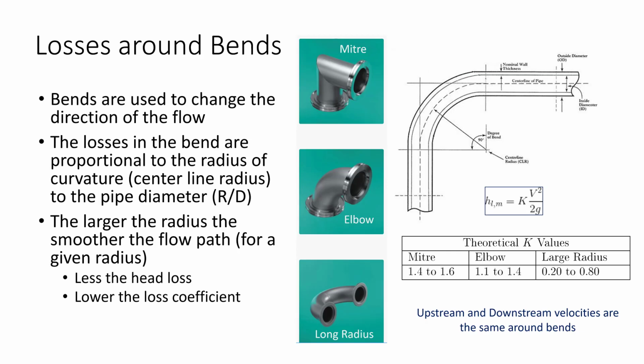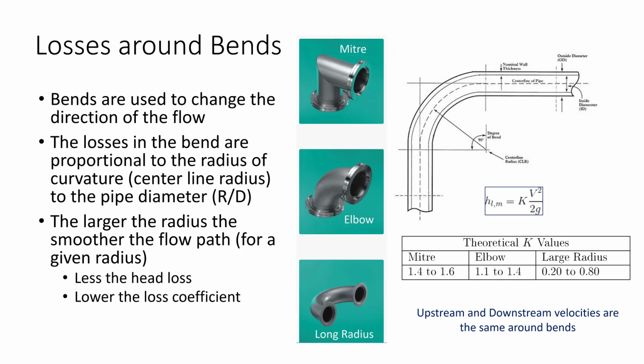Now, losses around bends. Here I show the three types of bends we'll be looking at in our lab today. The miter bend is a very sharp bend, with a bend at 90 degrees. The elbow bend is also a 90-degree bend, but it does it a little more gradually. The long radius 90-degree bend is also a 90-degree bend, but that transition happens over a much larger radius.